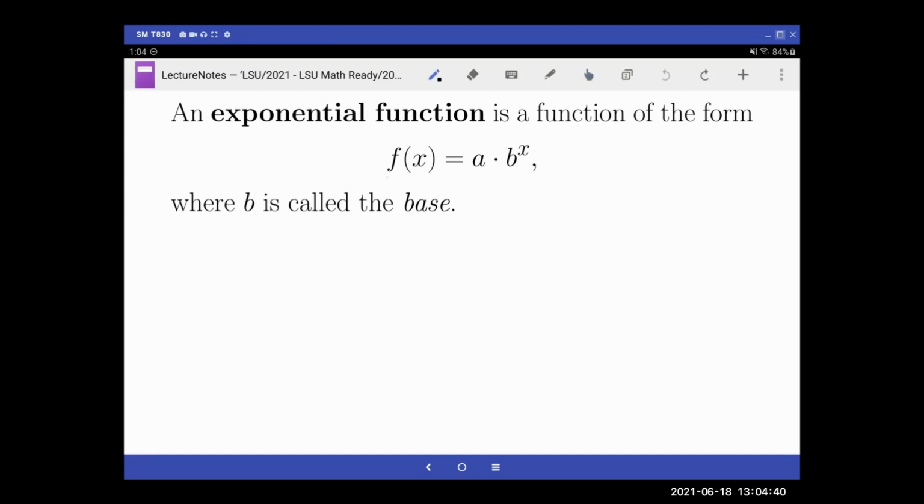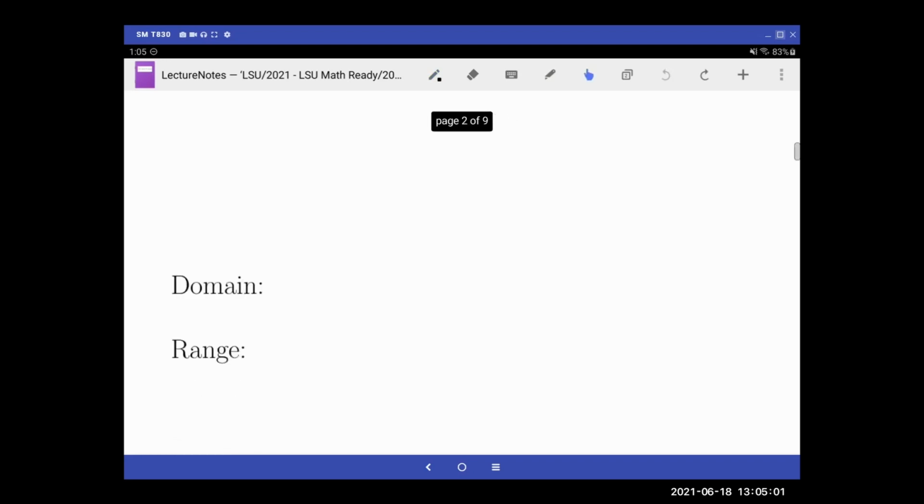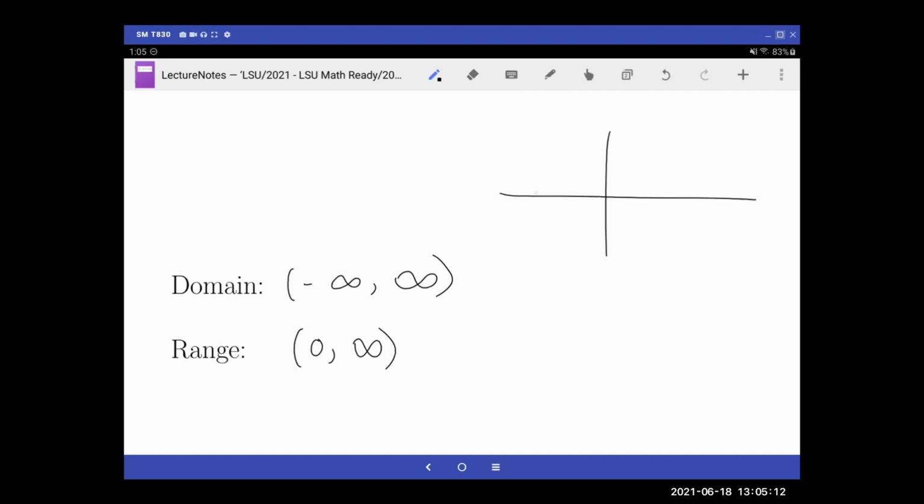In this notation, f of x equals a times b to the x, the b to the x part is really the exponential term. The a is just a coefficient in the front that can help adjust it: flip it over, make it steeper, turn it around. You could do a lot with the coefficients. b is the base of this exponential function. We looked at the graph and saw that the domain was negative infinity to positive infinity and the range was 0 to infinity.